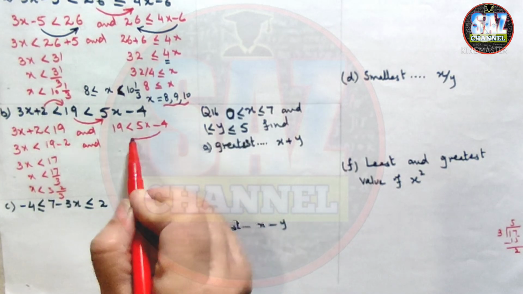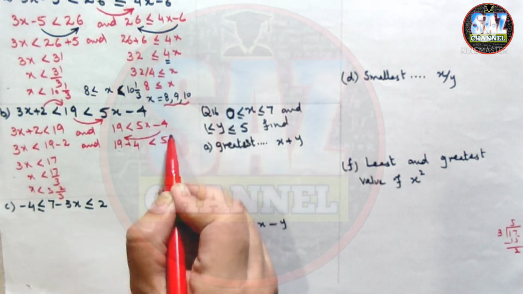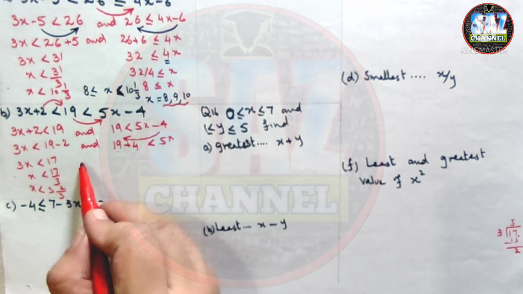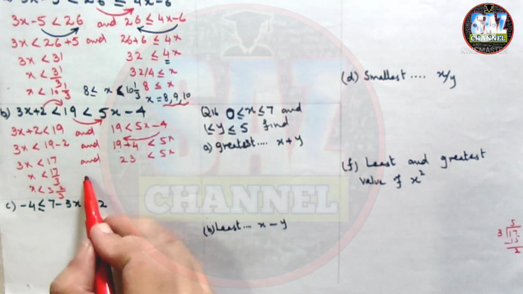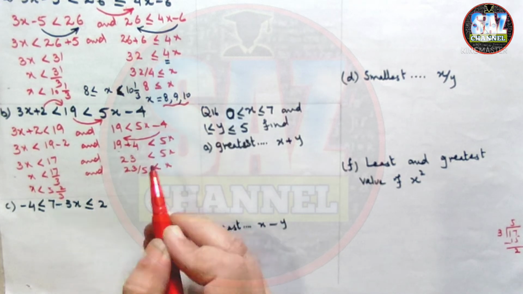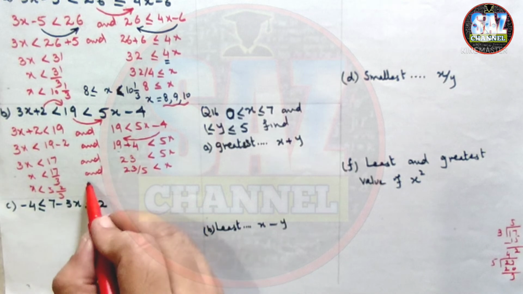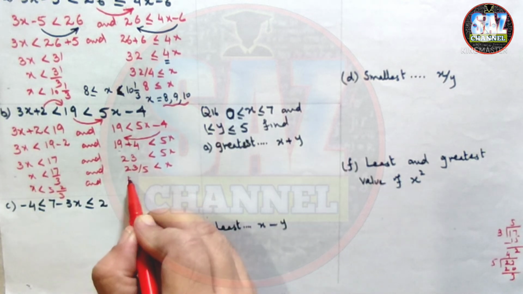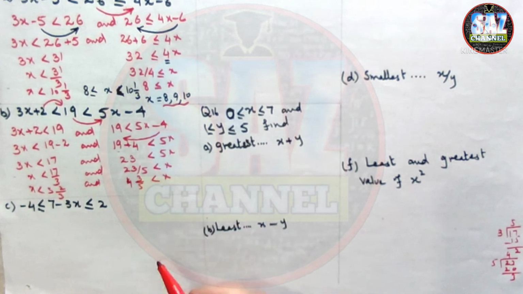And first of all shift 4 to the other side. 19 plus 4 is less than 5x. 19 and 1 is 20, 23. 23 is less than 5x, and 23 by 5 is less than x. 23 by 5, 5 4s are 20, 4 whole 3 by 5, and 4 whole 3 by 5 is less than x.